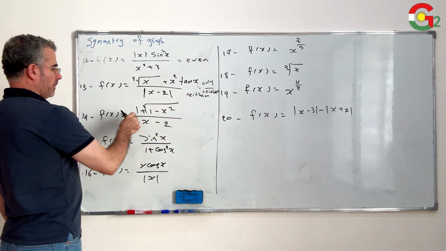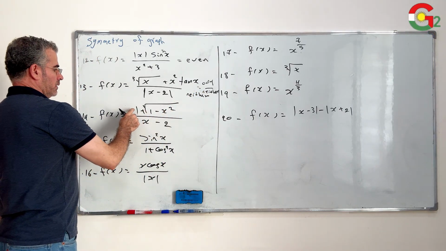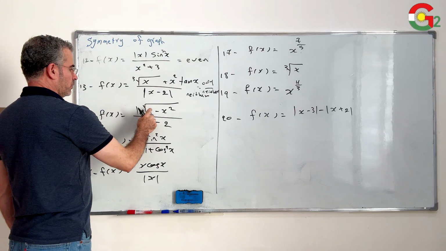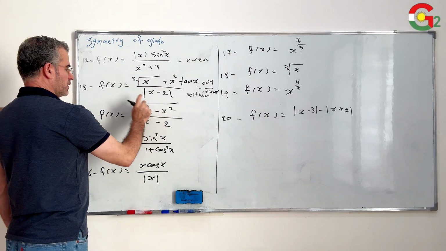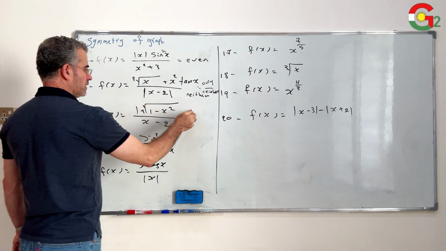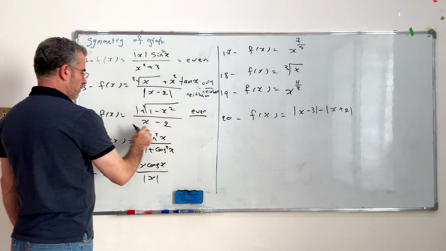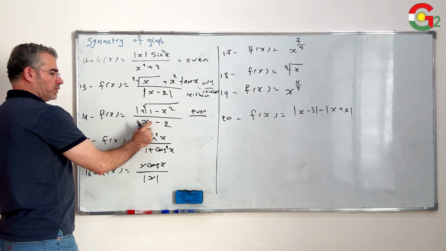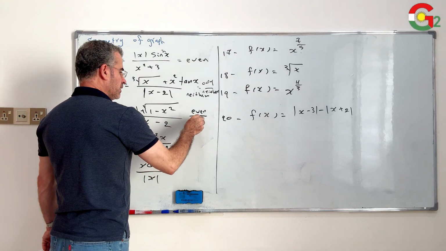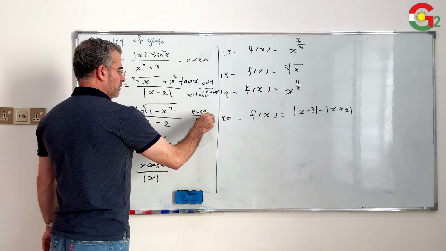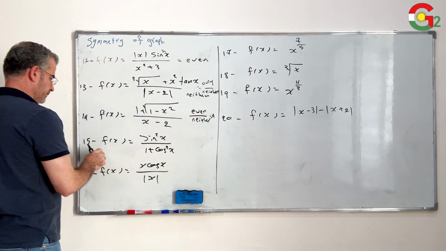Number 14: even plus square root. Even minus even is even. Square root of even is even. Even plus even is even, over. Odd minus even is neither, then it is neither.